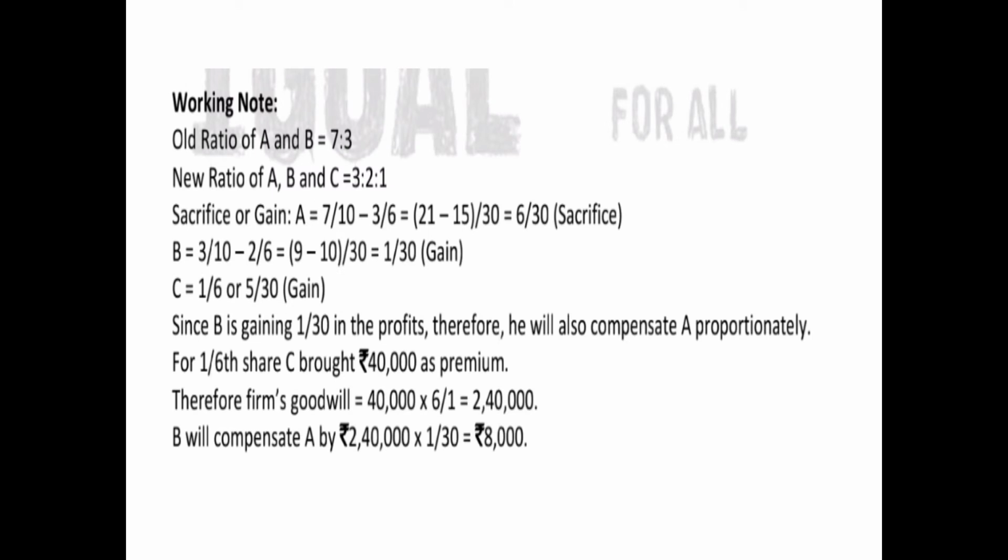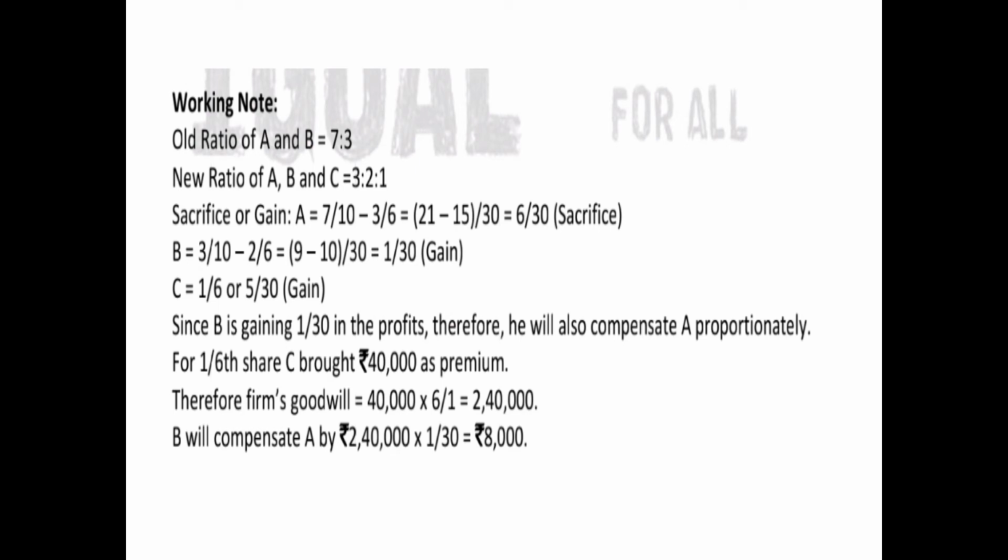First of all, let us calculate the sacrificing ratio, because this will be needed to distribute the premium for goodwill among the sacrificing partners in the sacrificing ratio. So as you can see, the old ratio of A and B is 7:3, and the new ratio of A, B and C is 3:2:1. So the formula for sacrificing ratio, as we know, is old ratio minus new ratio.